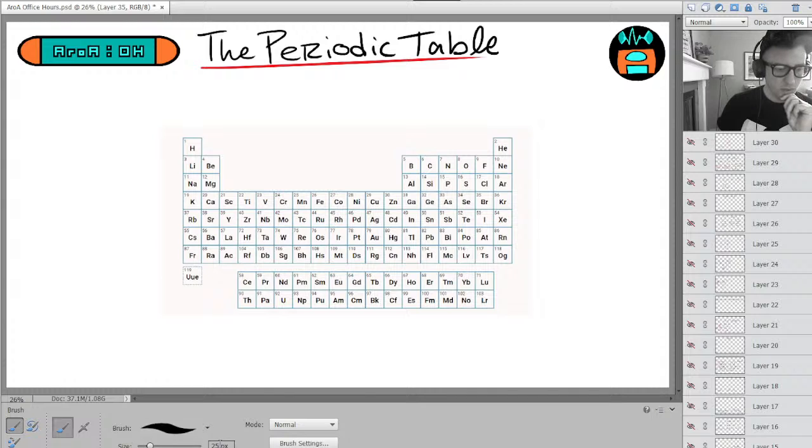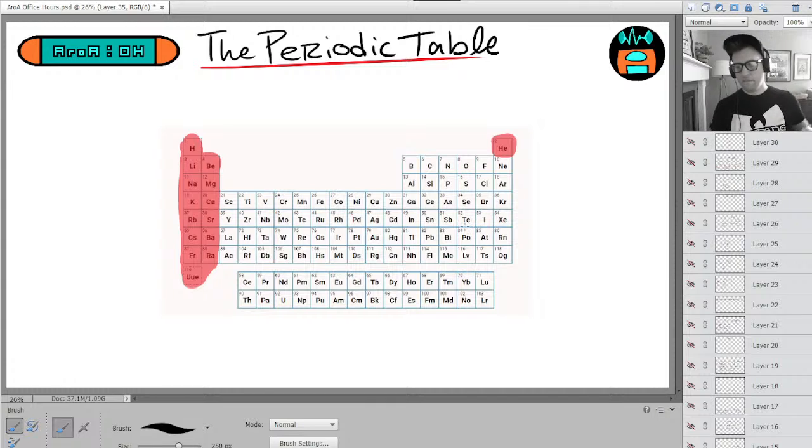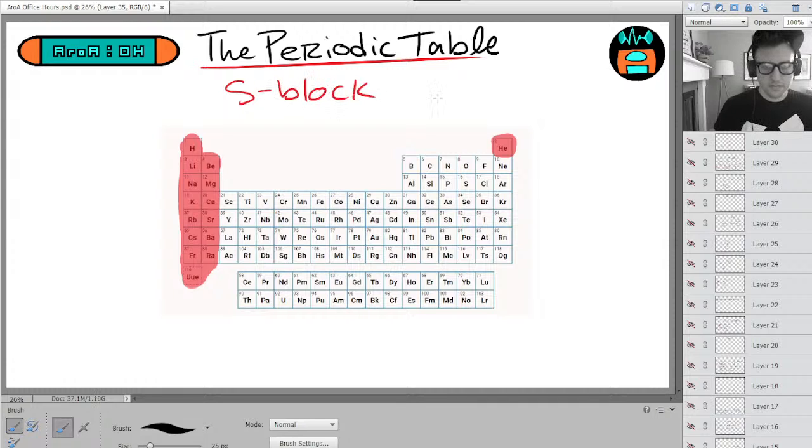So the first block is the first two groups on the periodic table. In addition, helium is also part of this block, and it is known as the S block. All right.